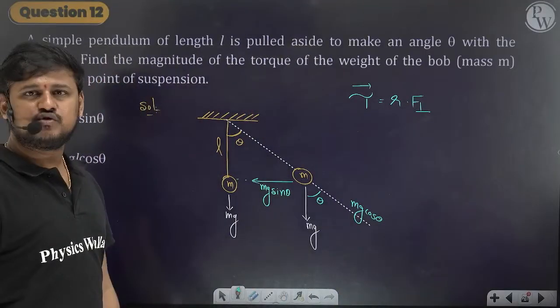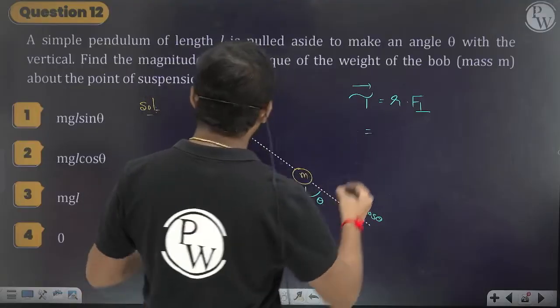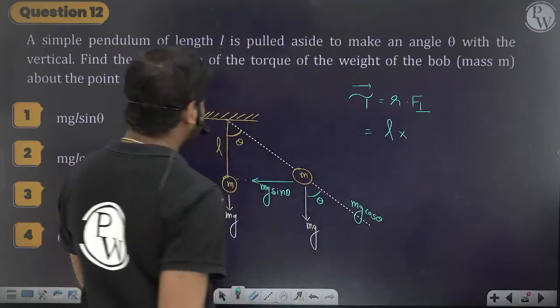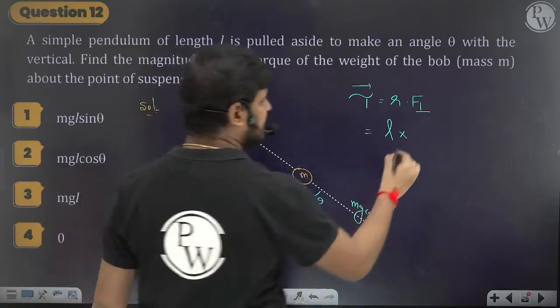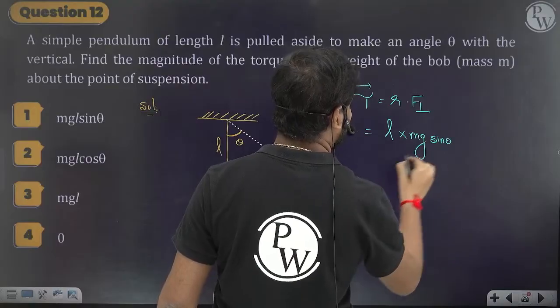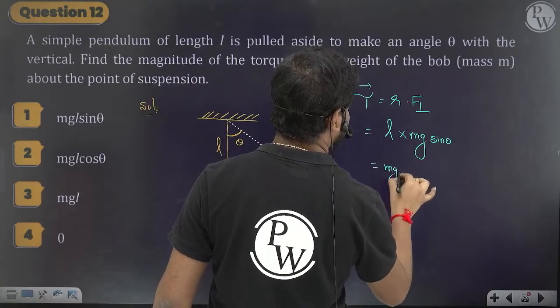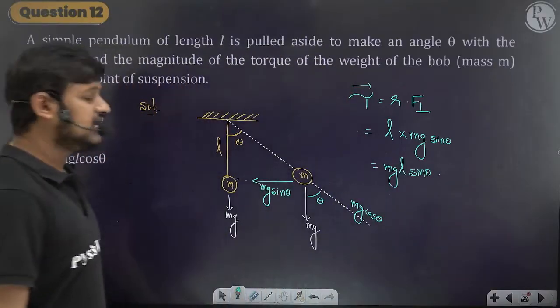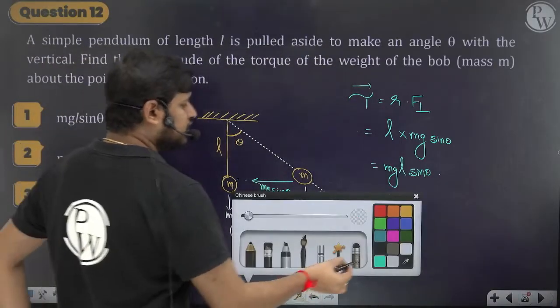the perpendicular component of force. Yes or no? What is R? Here this is R, which is length L, times the perpendicular component of force, which is mg sin theta. So simply the torque due to this will be mgL sin theta. mgL sin theta. Clear, guys?